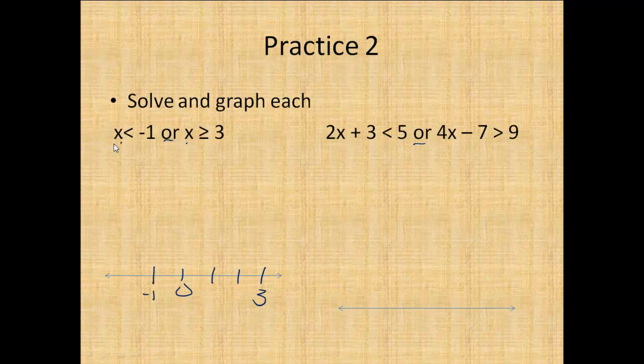When I do this first one, I do them separately. I want x to be less than negative 1. Open circle, I want numbers less than negative 1, so that's shading to the left. Or x needs to be greater than or equal to 3. So closed circle on the 3, and I want numbers bigger than it. Notice these two, they are going away from each other. So now I need to shade those arrows.